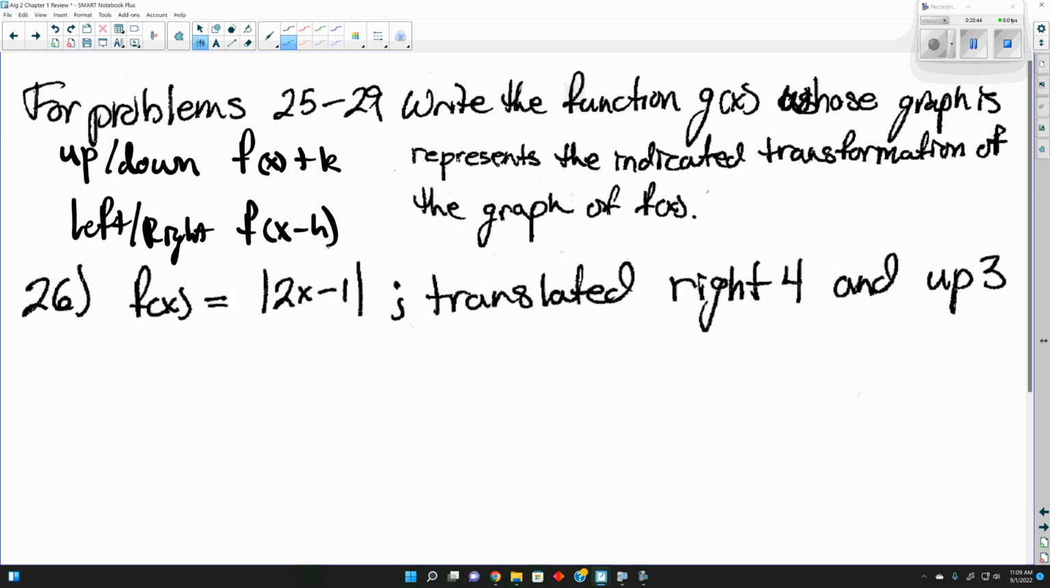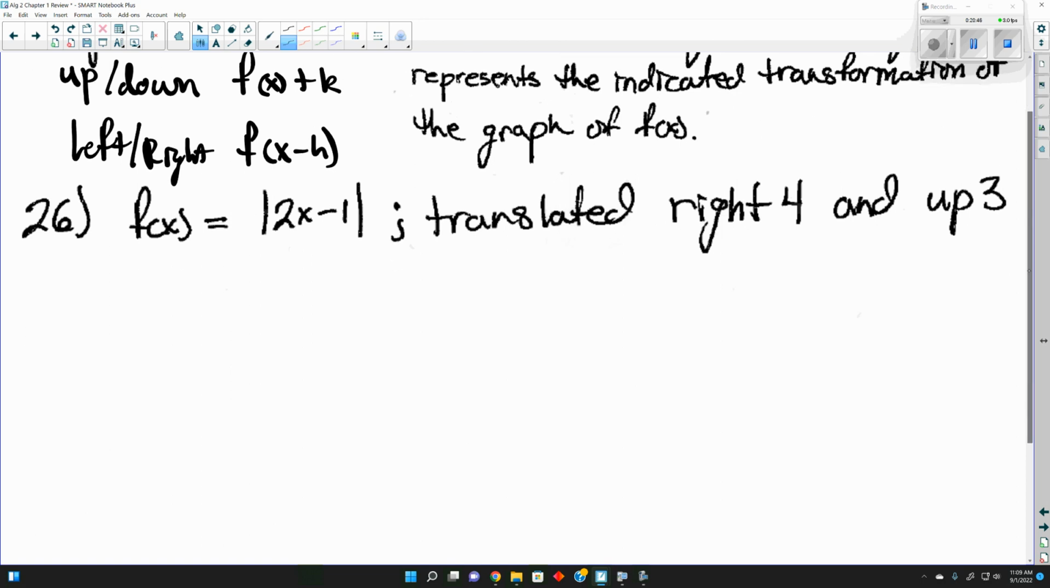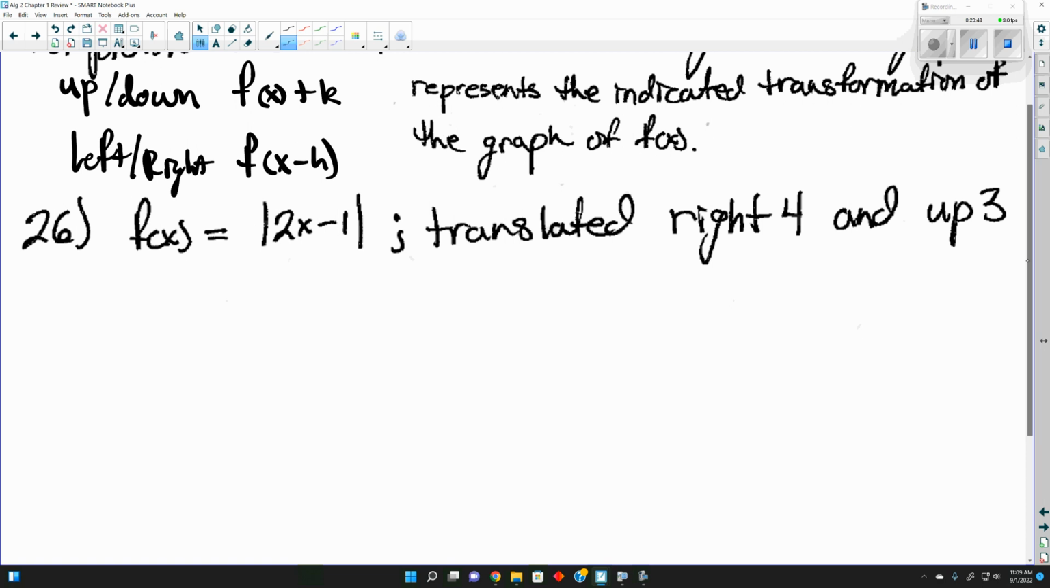So if we look at this here, and again, when we apply these, we do them in the order in which they're listed. It tells us f of x is equal to the absolute value of 2x minus 1. The first thing we want to do is translate it 4 units to the right. Now the general form for this here is f of x minus h. For our case in point, we'll call the function after we apply this transformation g of x.